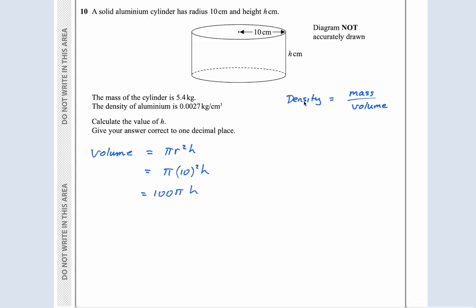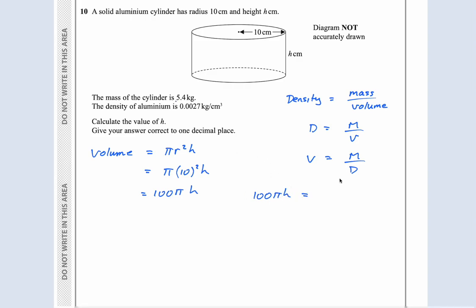Now guys, if density is mass over volume, then volume is, and let's just write it like this, d equals mass over volume. But I can rearrange this to say volume is equal to mass over density, because I multiply by the v and divide by the d. So the volume of this thing is mass divided by the density. Now I have the volume. The volume is 100 pi h.